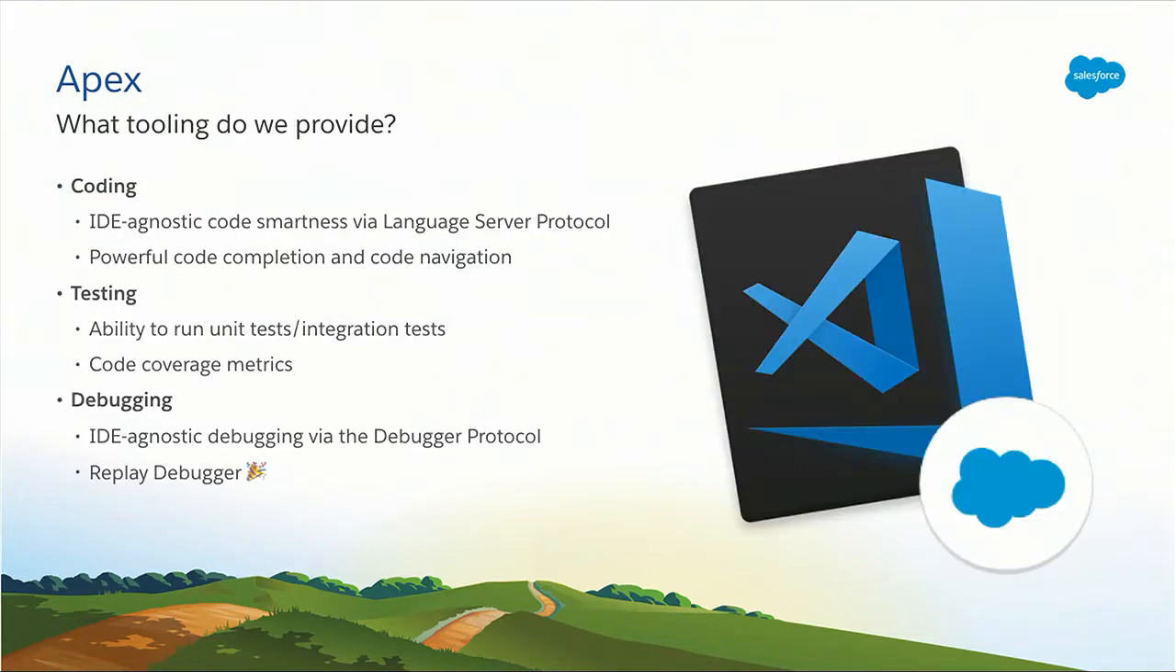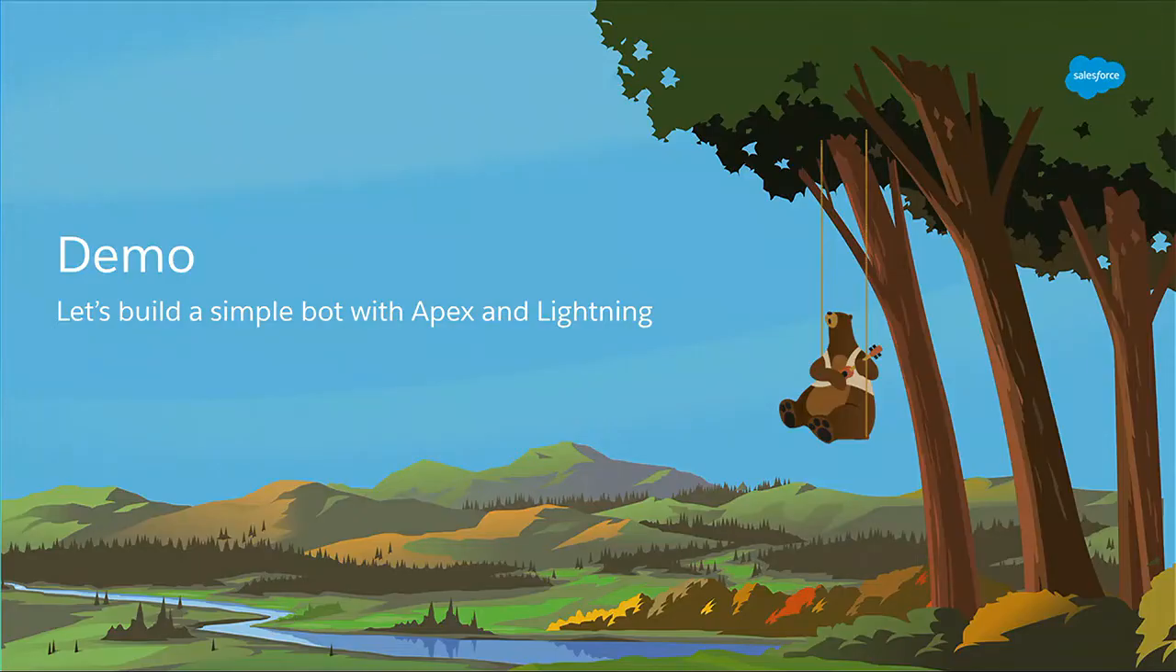So what tooling does my team actually provide to help make your lives easier when you're developing? There are three main categories, and that's coding, testing, and debugging. For this session, in the next 15 minutes or so, we'll focus on debugging, and we'll focus on the Apex Replay Debugger. So that's enough talk. What I'd like to do now is jump straight to a demo where you can see what we've built with Apex and how we can use the Apex Replay Debugger. And for that, I'd like to invite Jonathan.